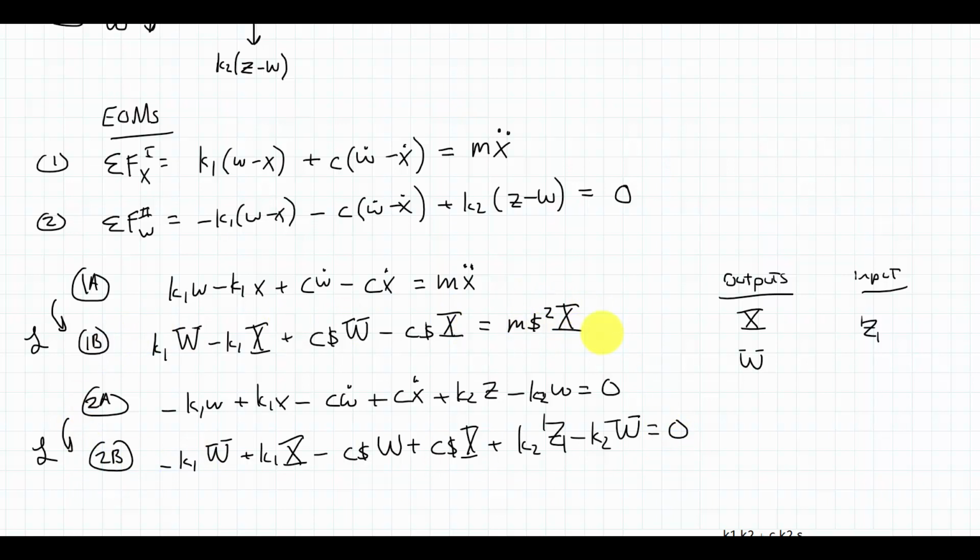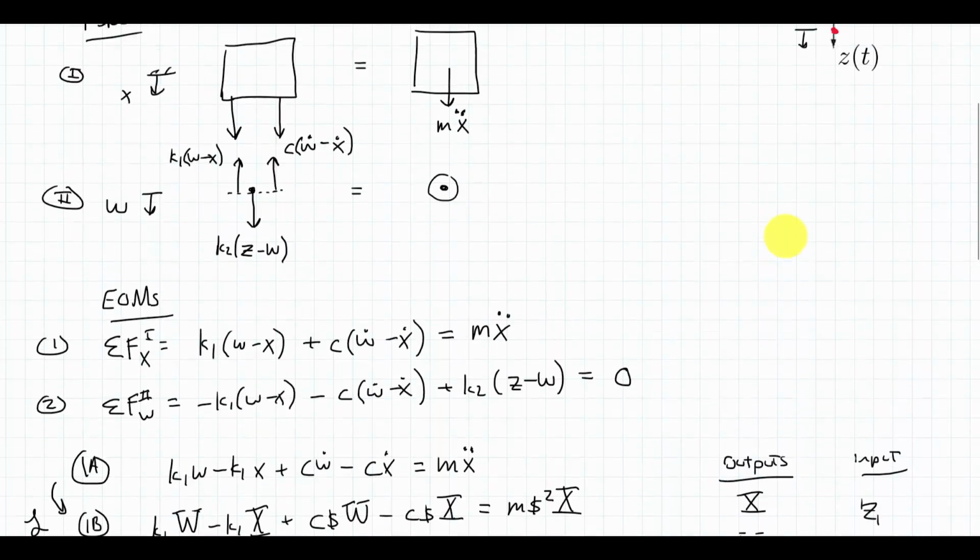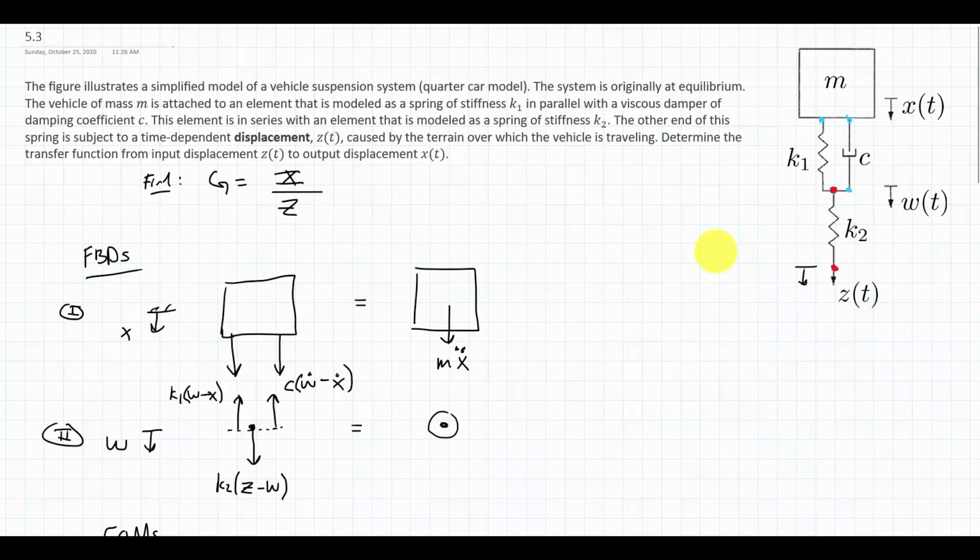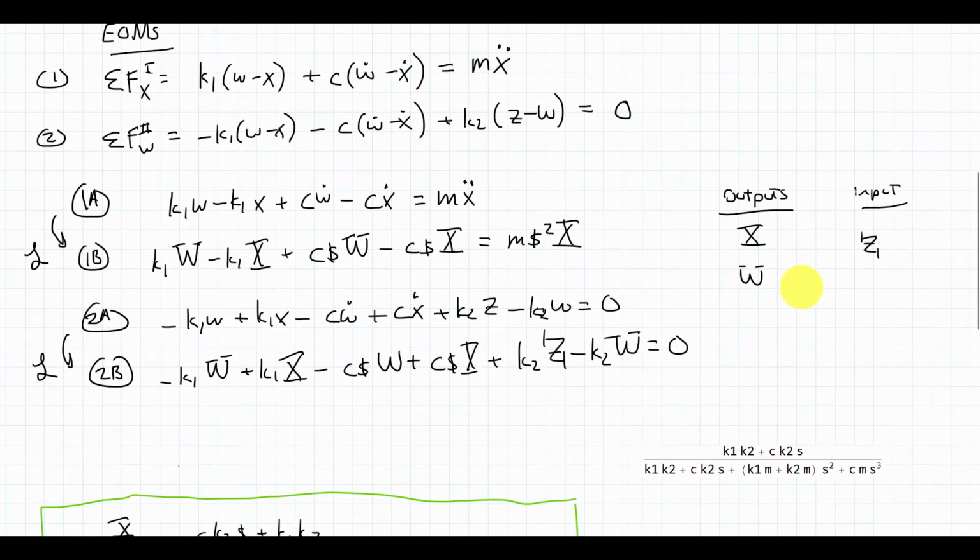So for 1b and 2b, I now look at them and look at the dependent variables. I counted up the outputs, things that we don't control directly, but we're searching for. That's the displacement x and the displacement w. So here, capital X, capital W, and then what the inputs into the system are. Here, the input, what's prescribed, is z, which is a displacement, the height of the terrain we're traveling over. So two outputs, and we have two equations, 1b and 2b, so we will be able to get the transfer functions we want. In this case, only one, we want x over z.